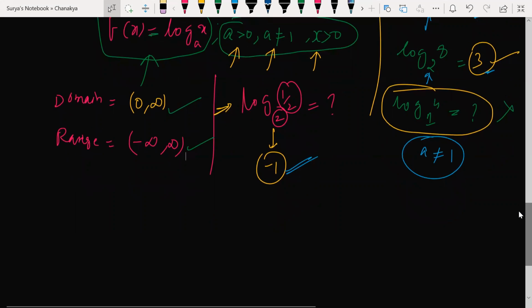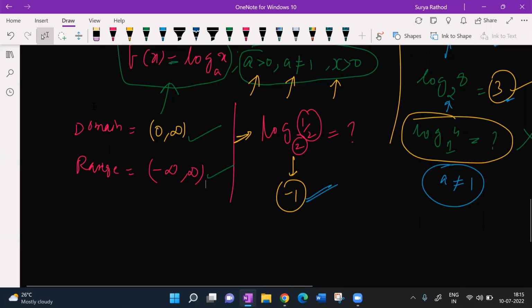Cool? Any doubts? Guys, any doubts here? Your input can be positive, but the output can be negative. Understood my point? Any doubts? Guys, any doubts here? Hello? Niyati, Pravalika, Zafar, any doubts? Tell me, make it fast. No, sir.